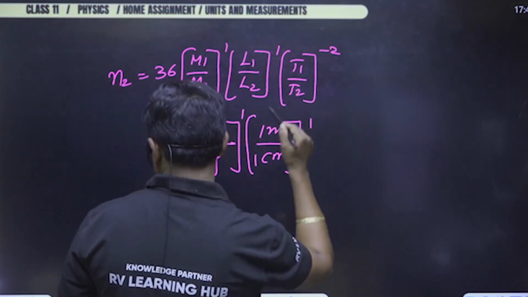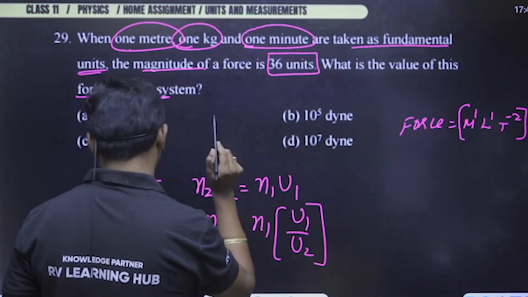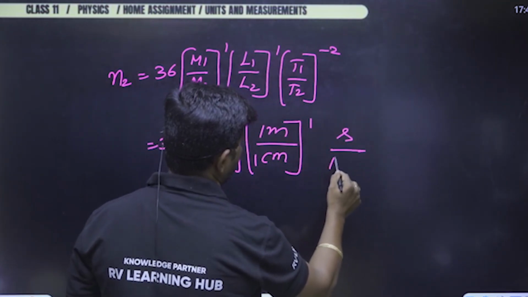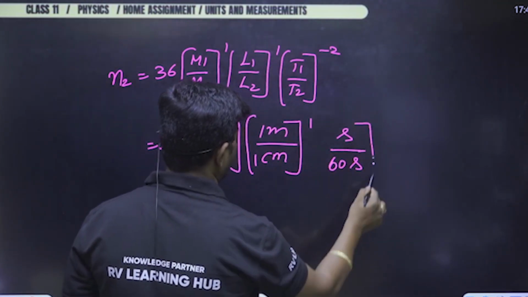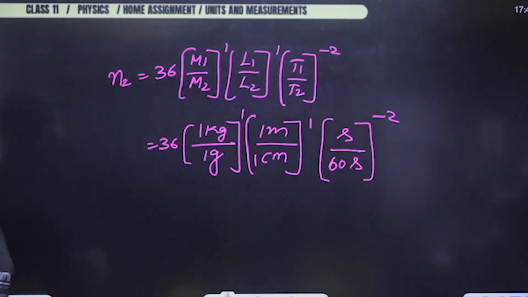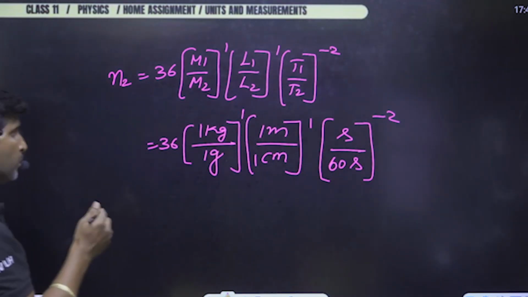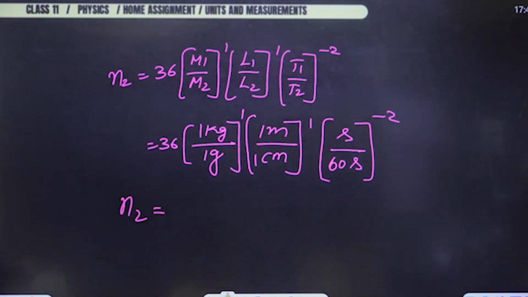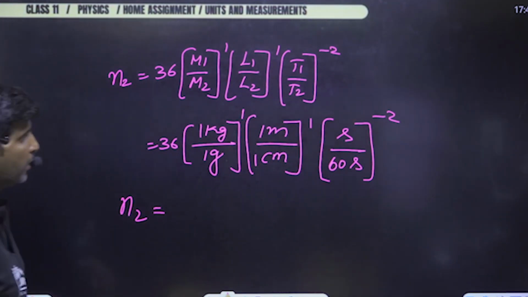What is the T1 value here? T1 is normally second, but here it is 1 minute. 1 minute is nothing but 60 seconds, whole to the power of minus 2. Is it right? Just simplify and you will get the answer. So what is the value of N2? Please go through it. If you have any doubt, you can ask here.